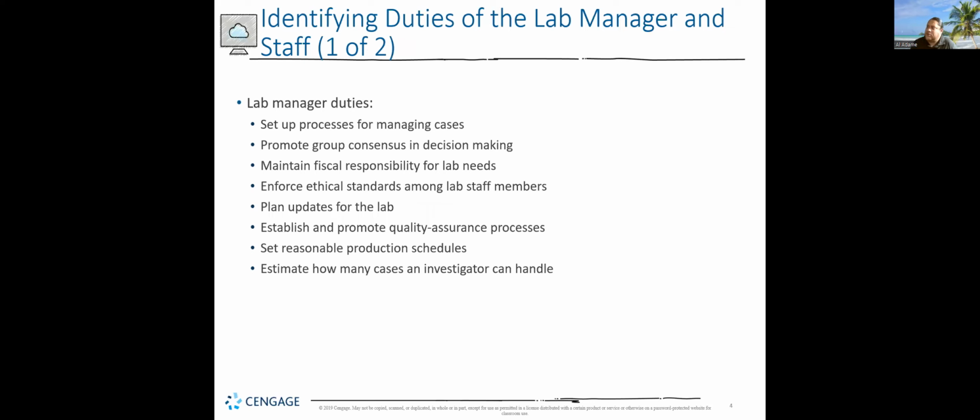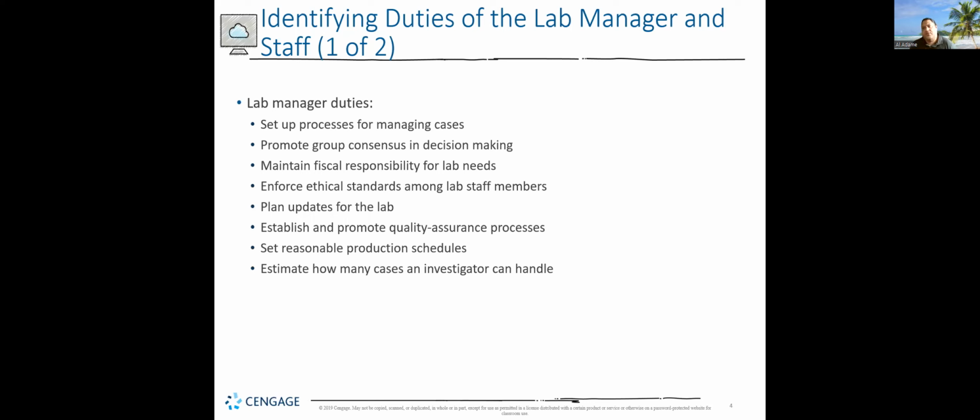So here are the lab manager's duties for a lab. In other words, identify duties of a lab manager and staff. If you manage a lab, you're going to set up processes for managing cases. So here's how you're going to go about doing cases. Reach group consensus in decision making, so you're all going to discuss decisions related to the lab and cases. Maintain fiscal responsibility for lab needs. You're going to manage the lab's budget.